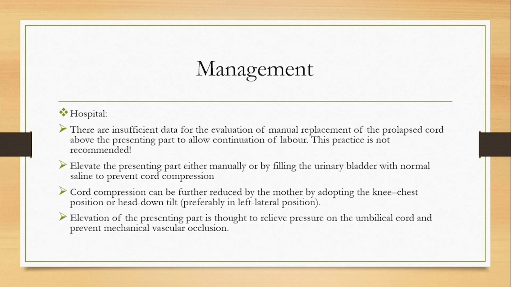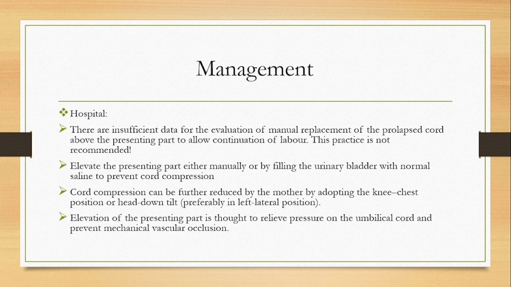Now, a sterile pack can be soaked in warm normal saline and the vagina packed. That will prevent the cord from having vasospasm and will prevent further prolapse of the cord outside the vaginal wall, and the temperature will be moist. There are insufficient data for the evaluation of manual replacement of the cord above the presenting part when such a patient is managed. This practice is not recommended.